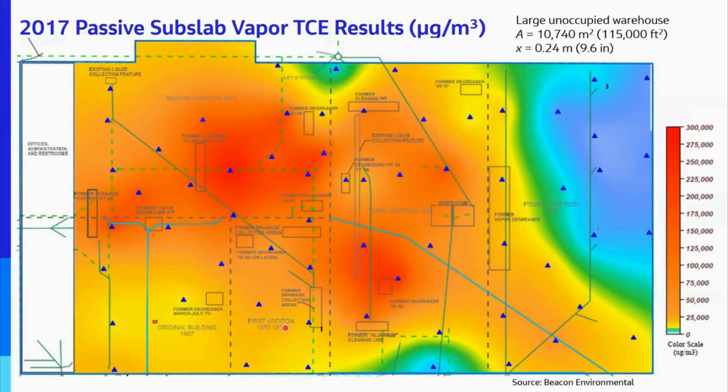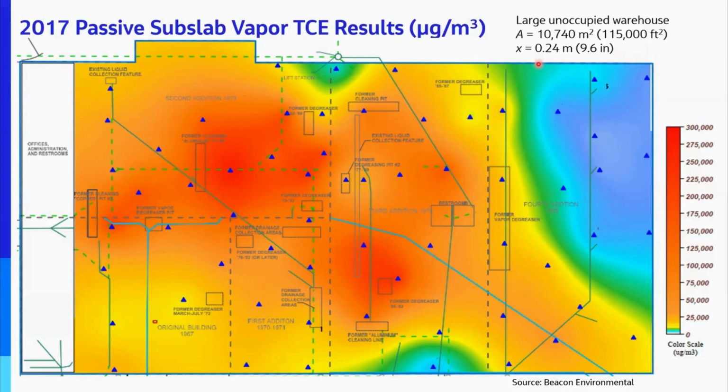So to apply this theory, we looked at a good large warehouse building where we had a good robust data set beneath the slab. You can see all of these triangles here are passive subslab samplers, Beacon samplers that we install by drilling through the slab. The slab is big. It's over 100,000 square feet in size.